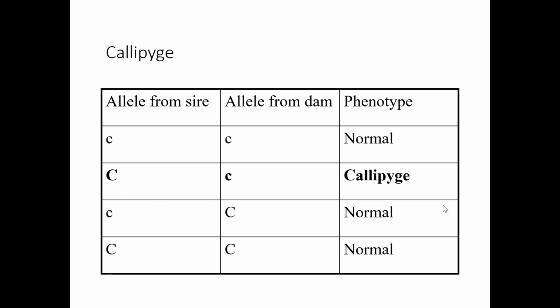Whenever you're doing these problems, I always recommend labeling what C is coming from what parent. That way you can keep it straight and determine whether an animal will have Callipyge or not. So remember, it's only if the animal gets a big C from the sire and it has to have a little c from the dam.